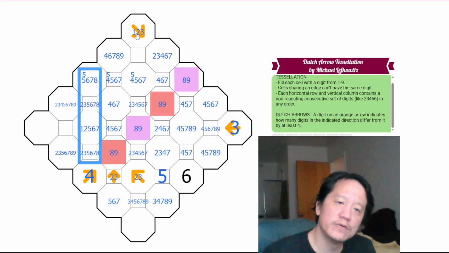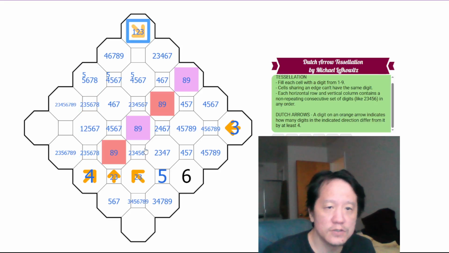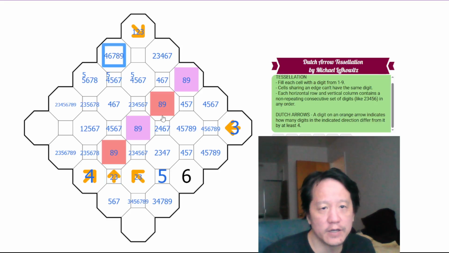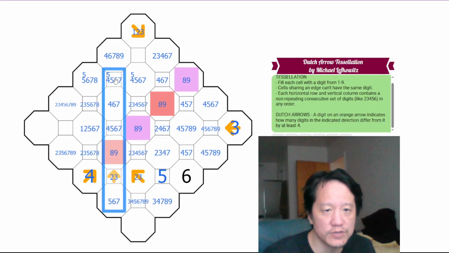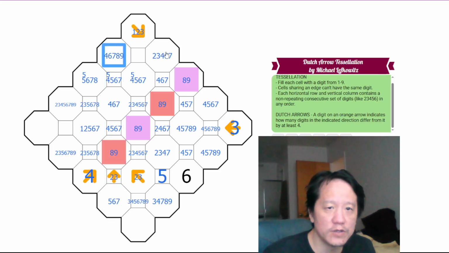If this is 3, that would make this 2 and this 3. So this would be 8, 9 guaranteed here because there's no other place for 8, 9 in the column. And therefore this would have to be 7. So we'd have 7 here, 7 here.